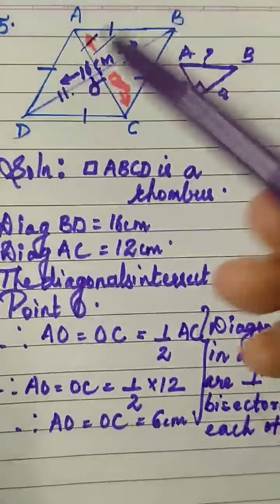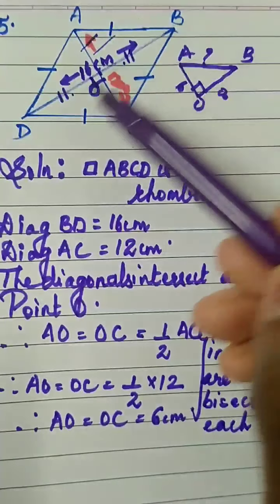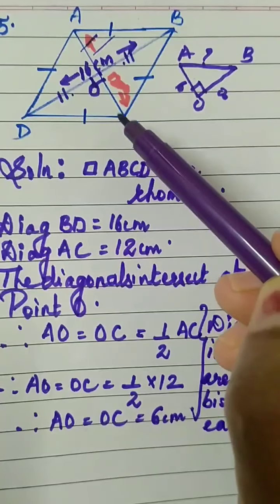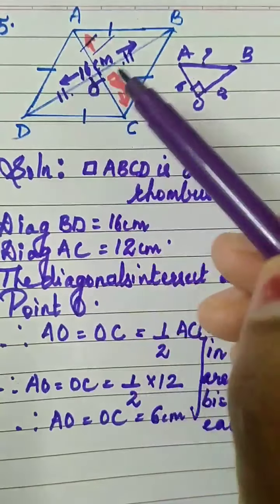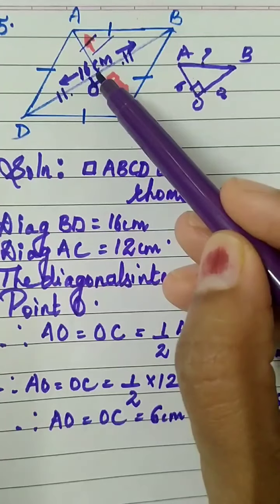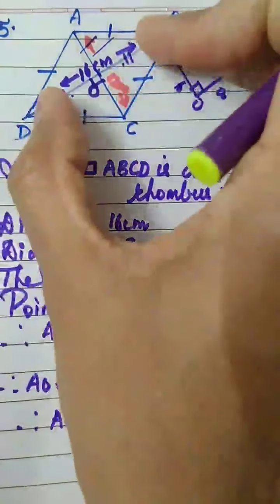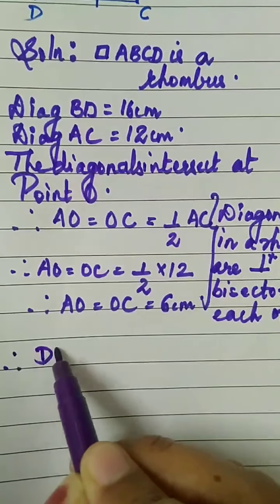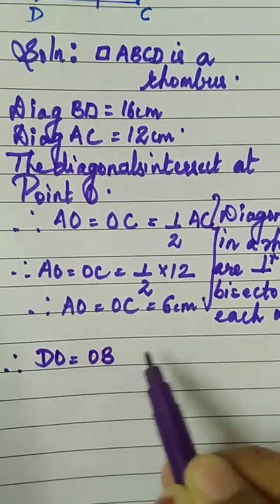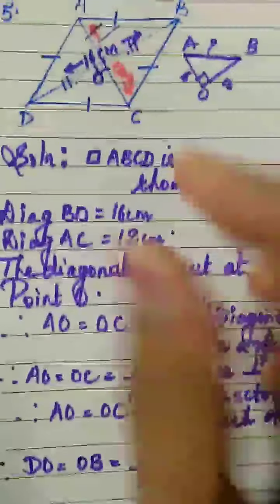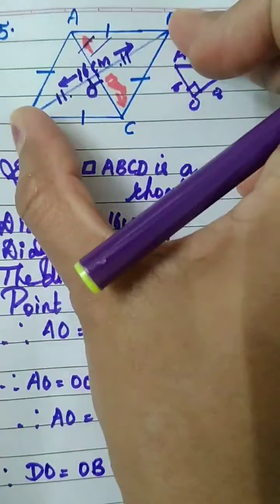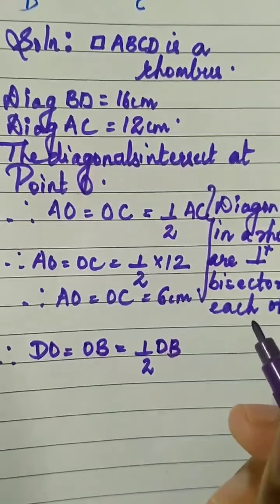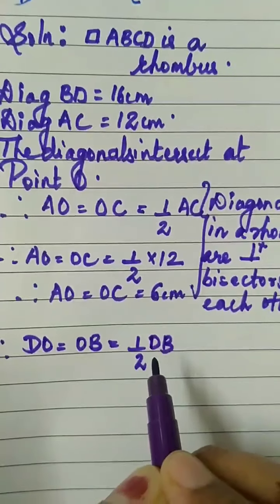In the same way you will write for the diagonal BD. I wrote for AC, no? AO is equal to OC. Now you write for BD. What will you write? DO is equal to OB is half of DB. Right? Therefore, DO is equal to OB is equal to half of DB.